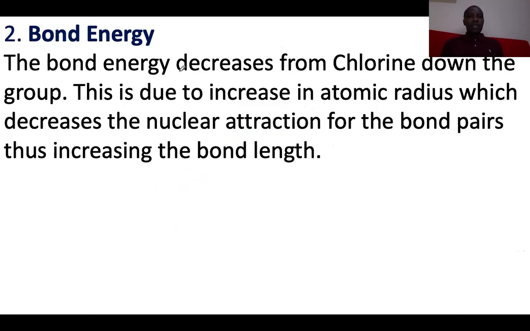Decreases. So this is the key word, decreases from chlorine down the group. Okay? And the reason is due to an increase in the atomic radius, which decreases the nuclear attraction for the bond pair. And this automatically increases the bond length.